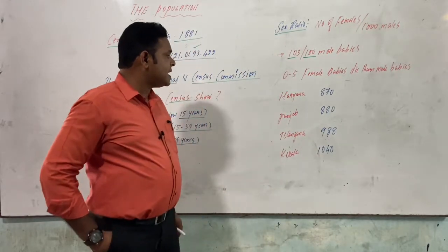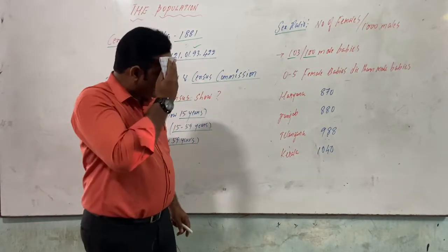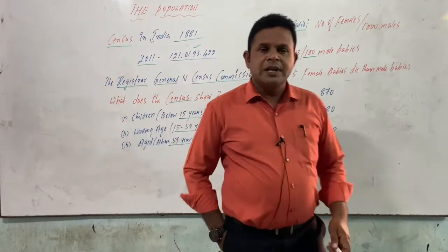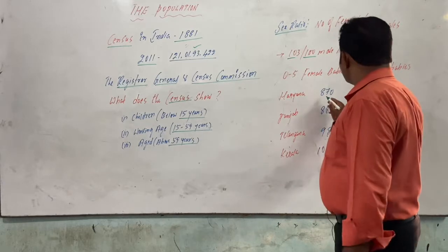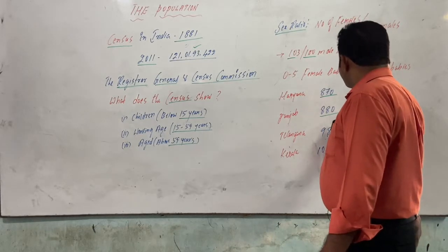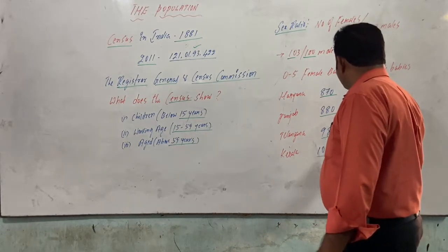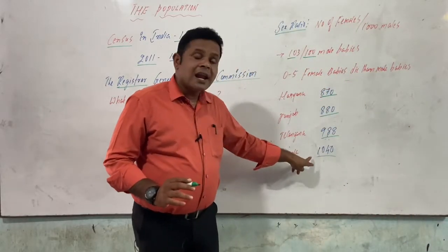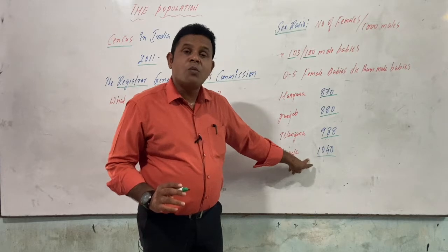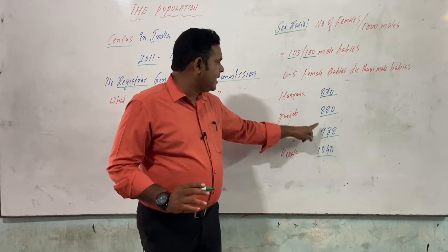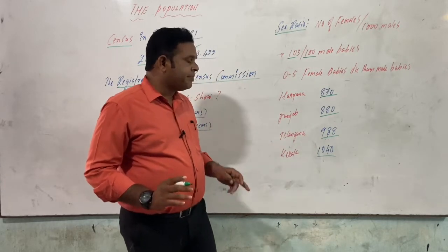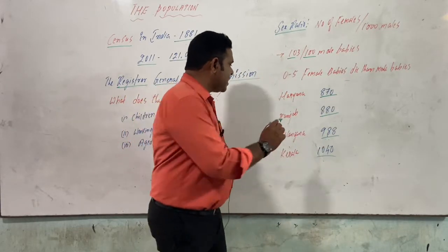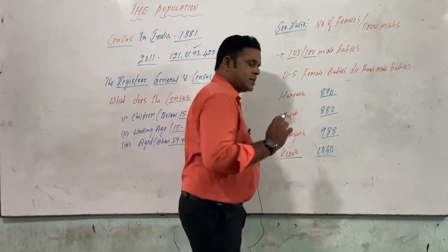If you look at these states in our country, like Haryana, Punjab, Telangana and Kerala, the figures are 870, 880, 988, 1040. Compared among all these states, Kerala has the most females, and the least is Haryana. With this data, we understood that Kerala stood first.